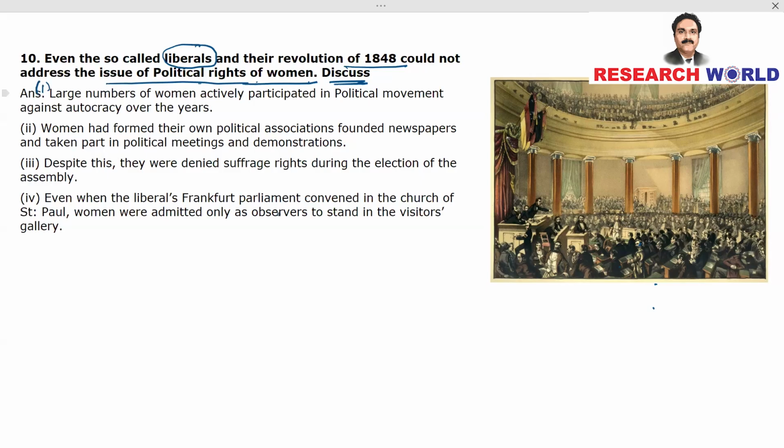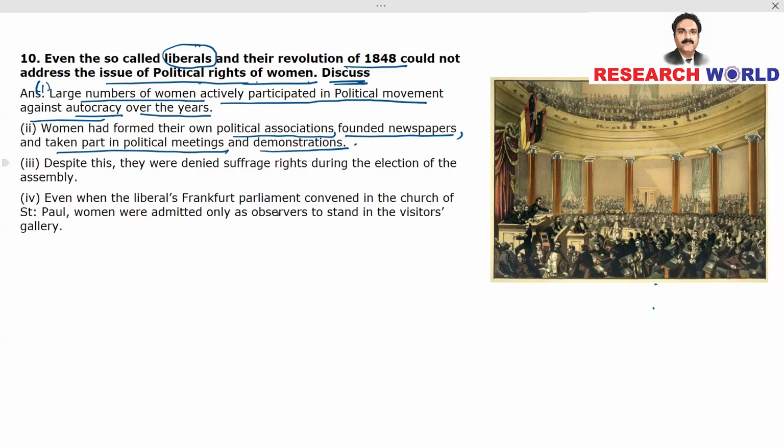Point number one. So we have 4 points here. Point number one, large numbers of women actively participated in political movements against autocracy, that is monarchy, over the years in Europe, all over Europe. Women had formed their own political associations, founded newspapers, and taken part in political meetings and demonstrations. So they did all kinds of social and political activities. They were very active in those movements.